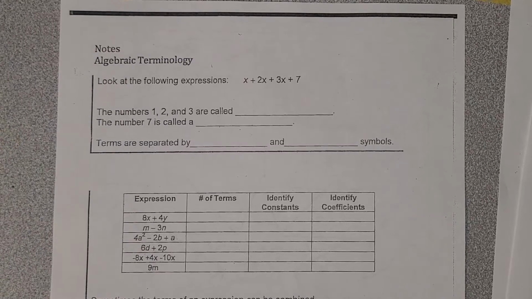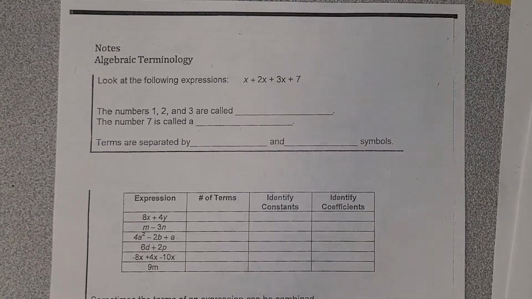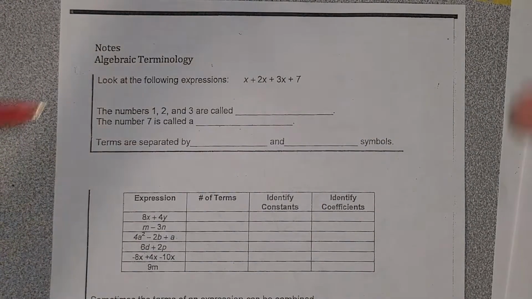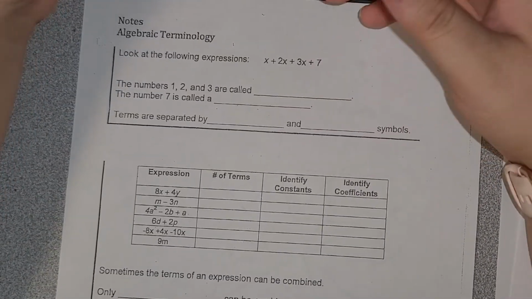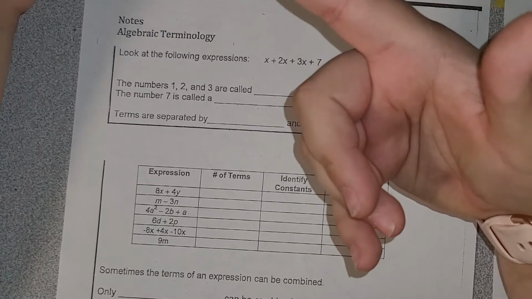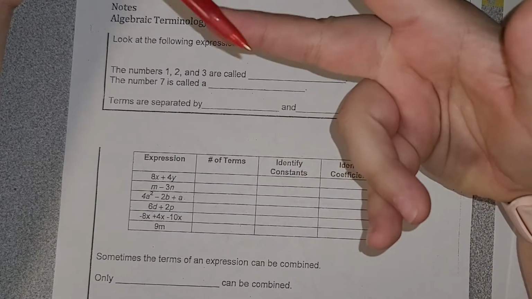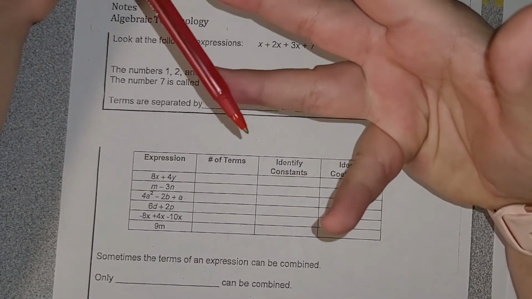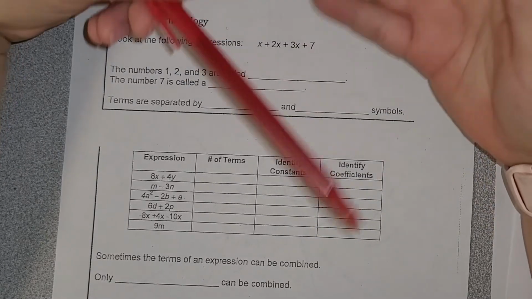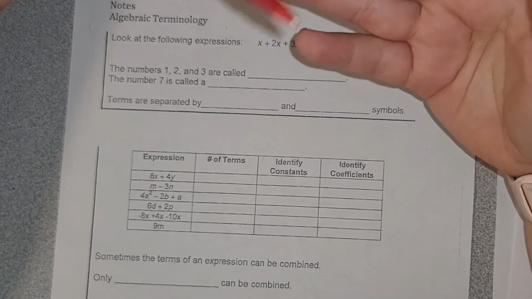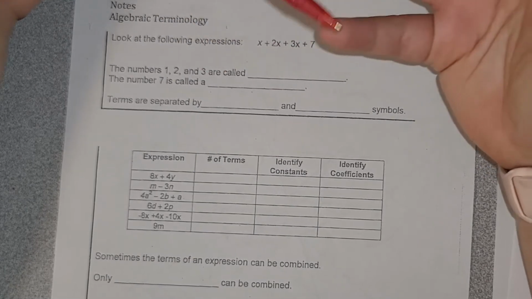Hey guys, so we are looking at algebraic terminology. There's a couple words that I need to talk to you about before we start our process, which those four words are variable, constant, coefficient, and terms. So if we're talking about a coefficient, that's the number attached to our variable.